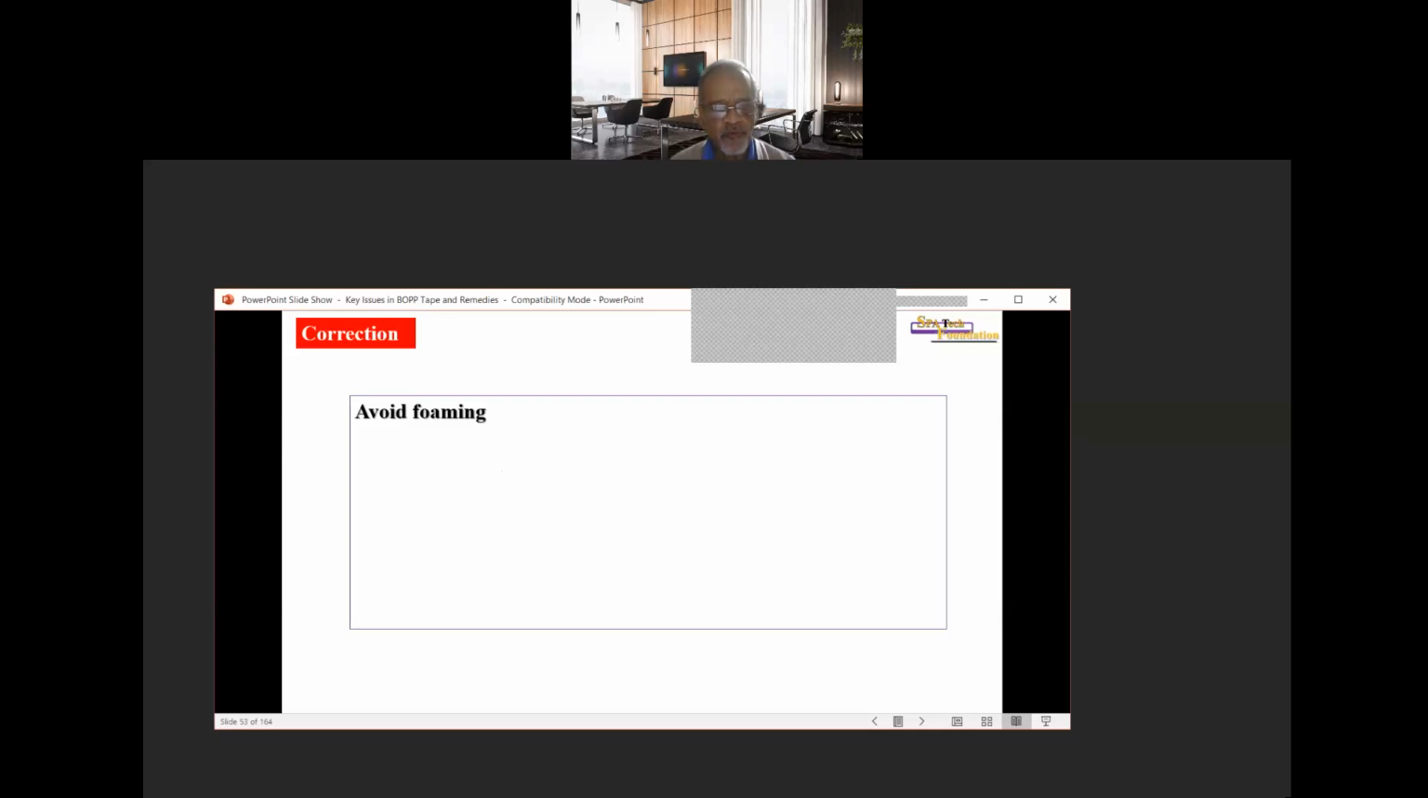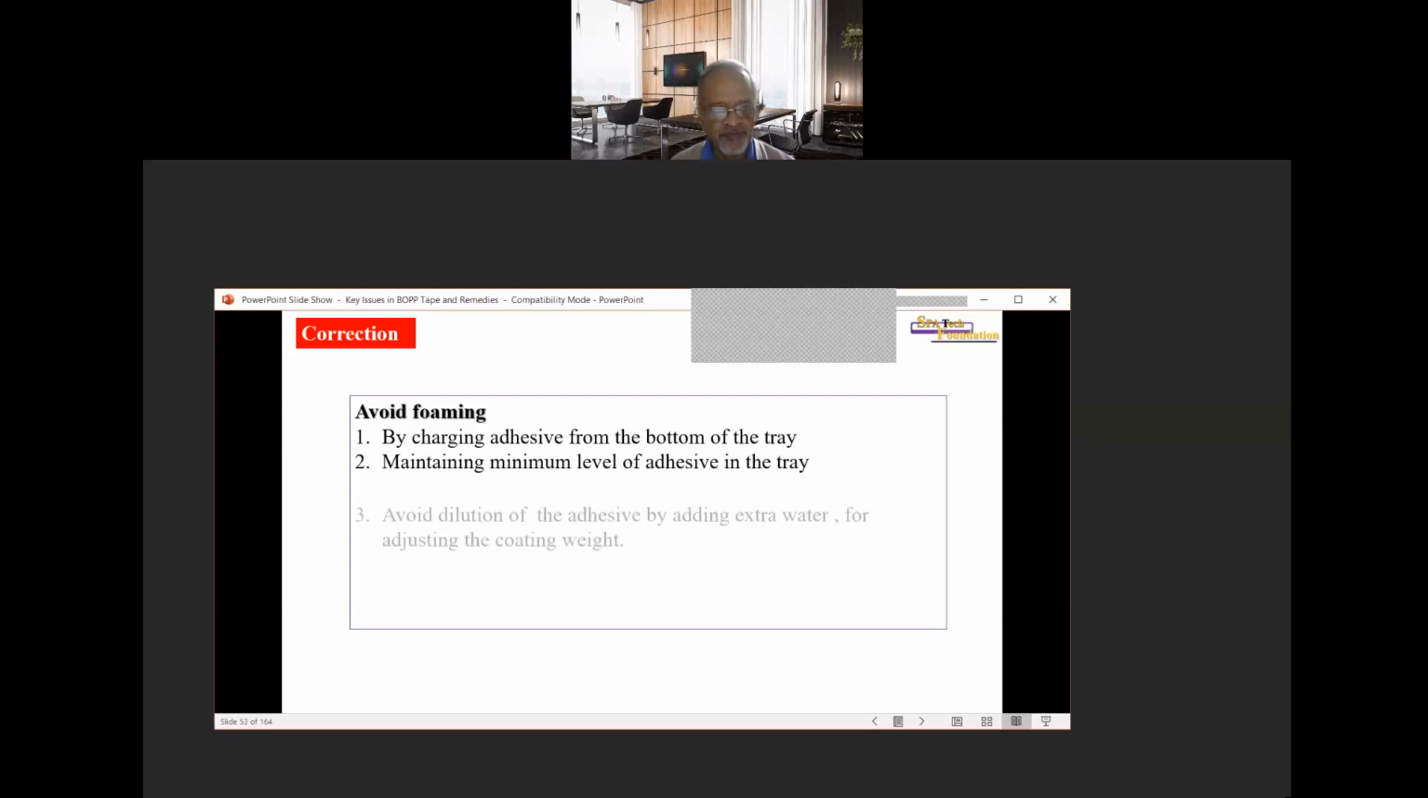Another major reason for air voids or air bubbles is foaming. We all know that the adhesive in the tray is continuously generating foam because of the revolution of the gravure roll. So it is of prime importance that foam generation should be avoided. This can be done by charging adhesive from the bottom of the tray, maintaining a minimum level of adhesive in the tray, and avoiding dilution of the adhesive by adding extra water for adjusting the coating weight.